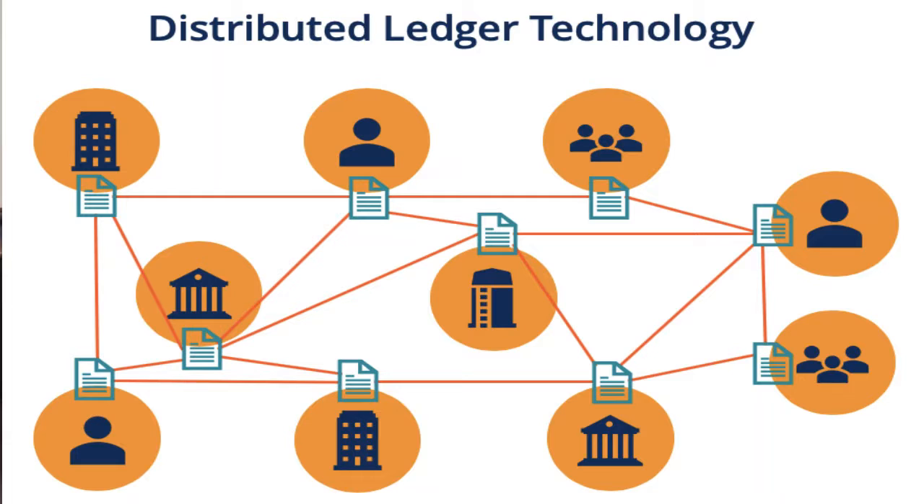First off, a distributed ledger. It's pretty much a system for recording payments, where the transaction and its details are recorded on multiple places at the same time. And this is what blockchain is based off.